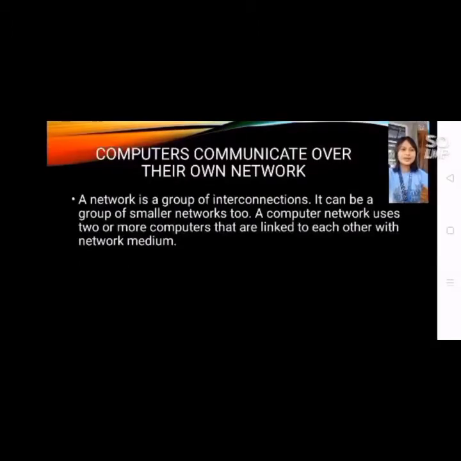Computers communicate over their own network. A network is a group of interconnections. It can be a group of smaller networks too. A computer network uses two or more computers that are linked to each other with a network medium.